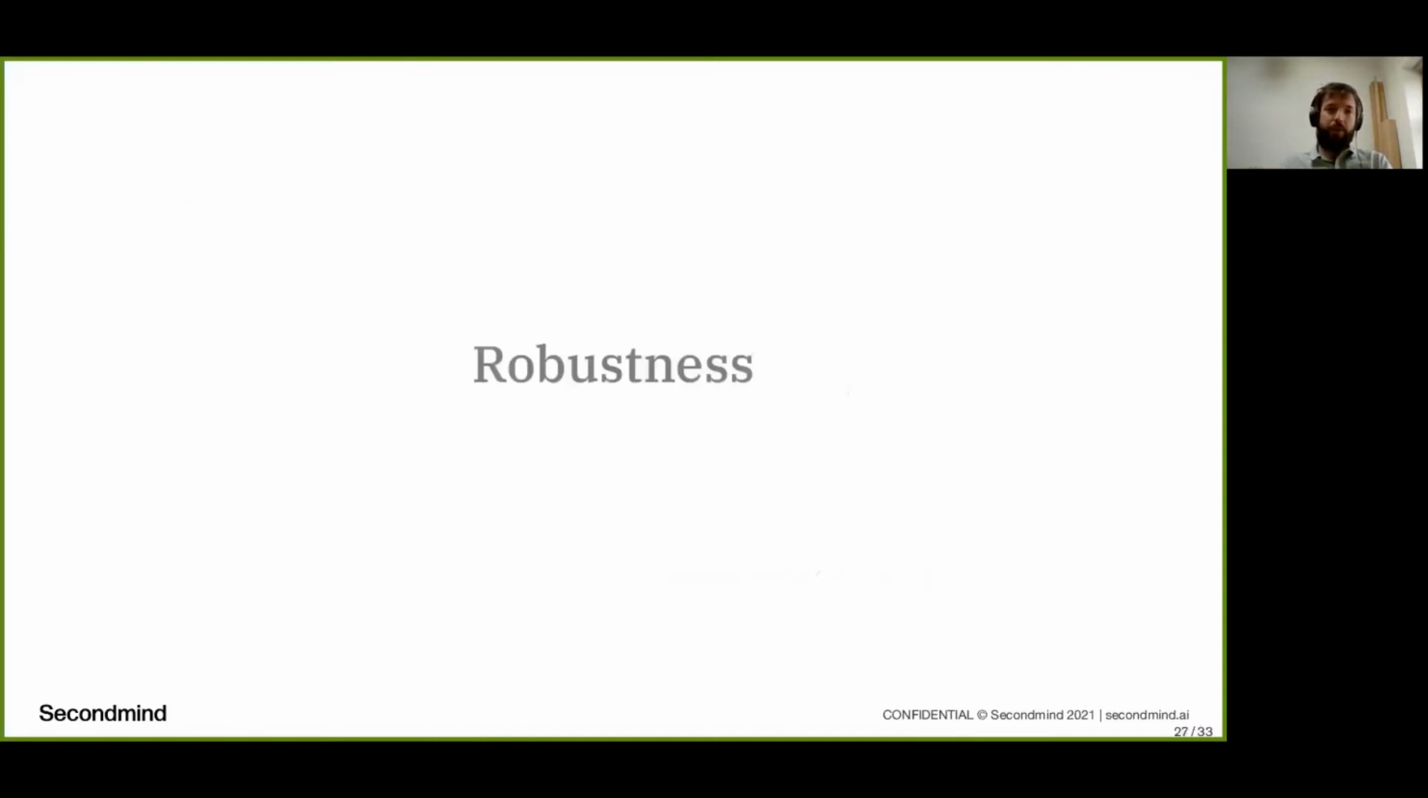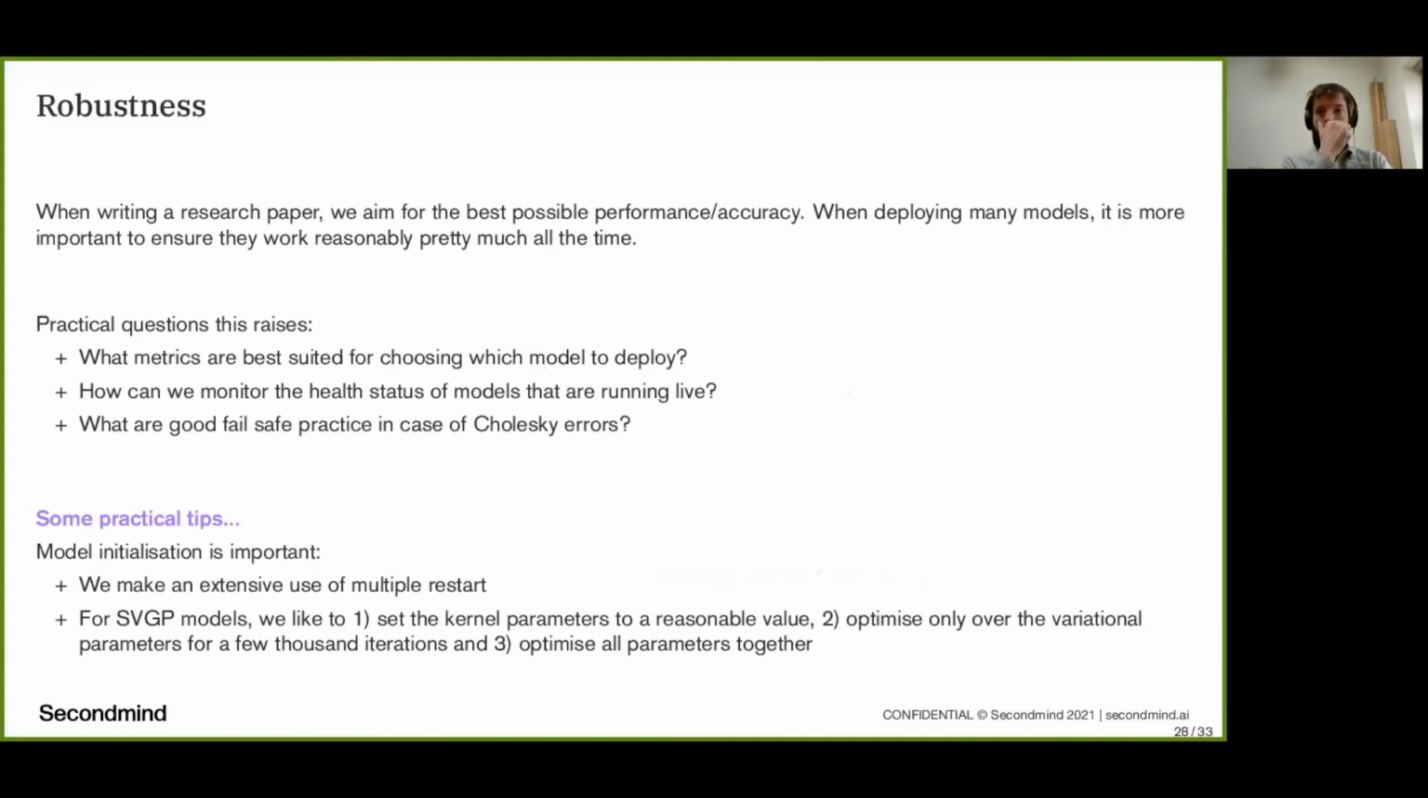Okay, and finally, I'll talk about robustness. In research papers, the metrics we look at are often the performance or accuracy of the model, and we want our model to perform best. In practice, when you try to make a business out of GP models, you are really interested in having models that perform reasonably well all the time. So losing a few percent of performance in the best scenario in order to gain a few percent of performance in the worst scenario is something that makes a lot of sense.